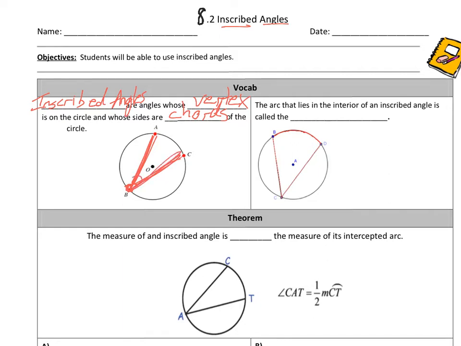Now it's a little different from the angles we talked about in the last section, which was a central angle. So as you can see, this one stretches all the way across my circle.